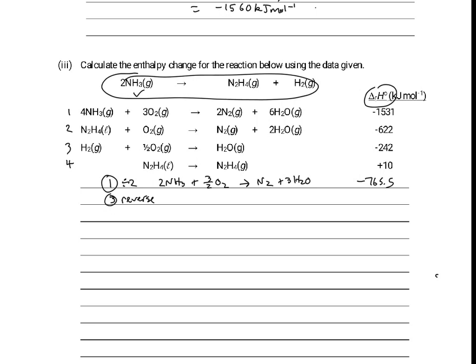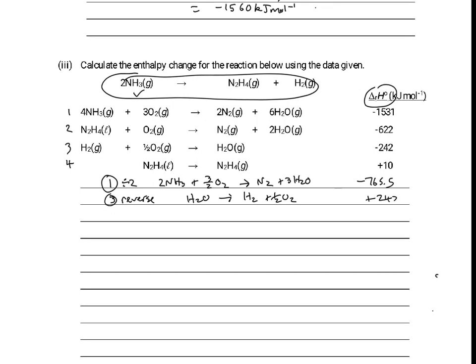And when you reverse it, the hydrogen will become on the product side. So water will become hydrogen plus half O2. And when you reverse an equation, you change the sign of the enthalpy. So this becomes positive 242. Alright, so we've done hydrogen.